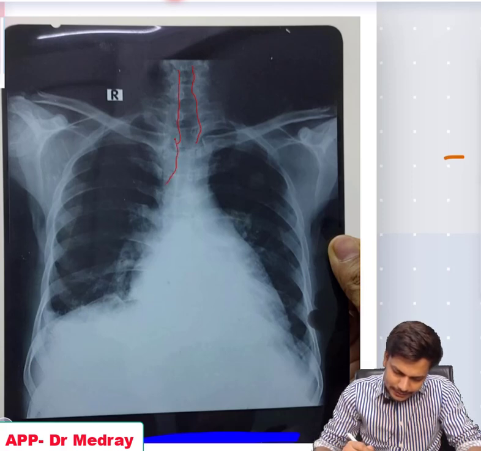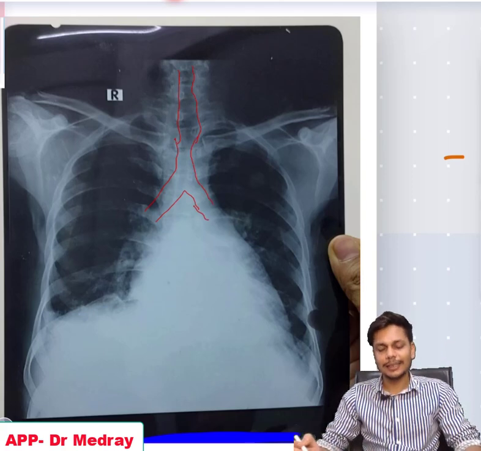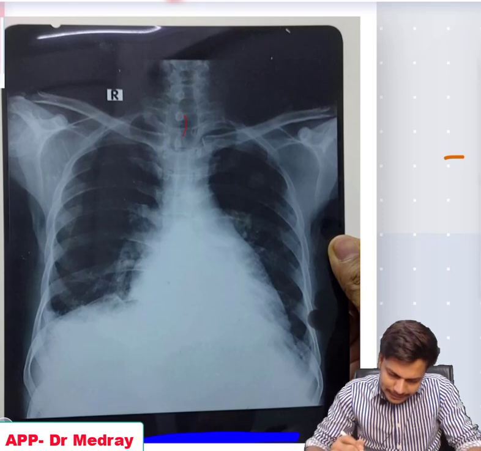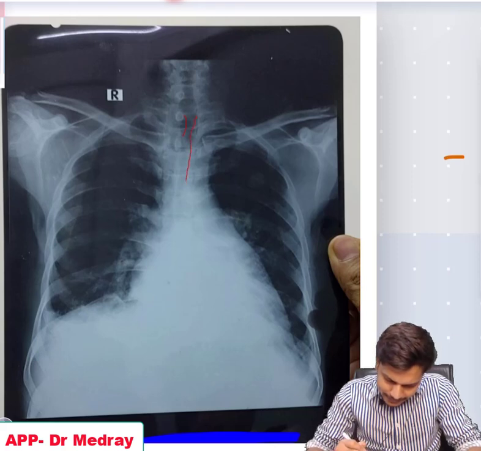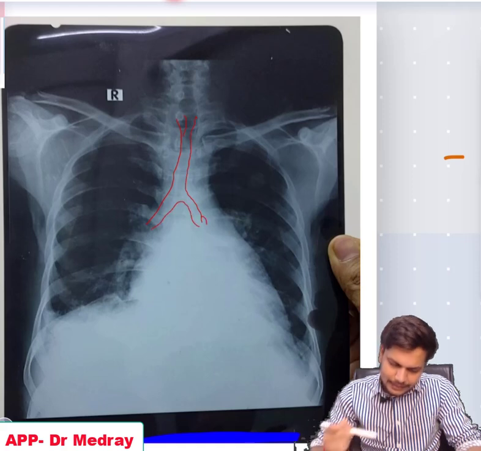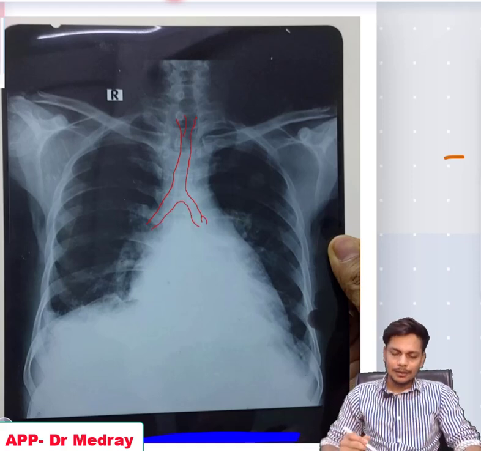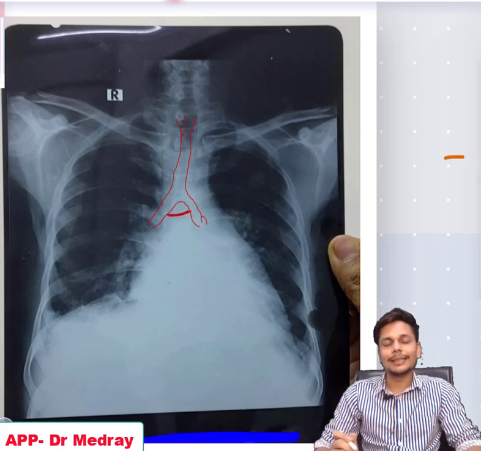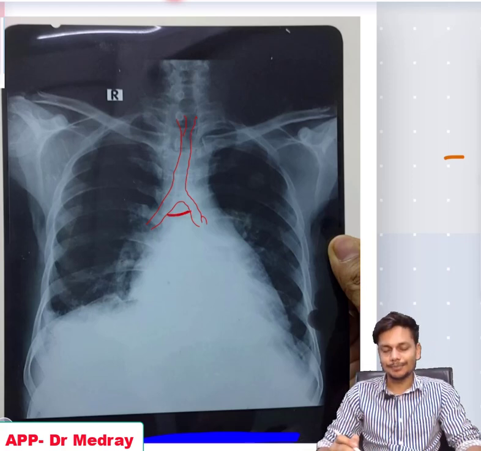which is coming down and dividing here. Can you appreciate this? The blackiness which is coming down here and dividing. When I remove this marking, can you appreciate that this blackiness is coming here and is dividing, coming here and is dividing. So this angle is the subcarinal angle.